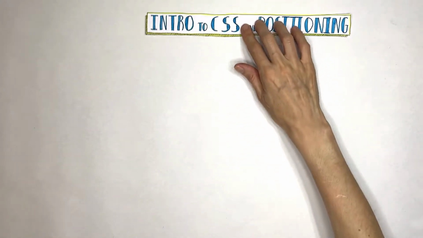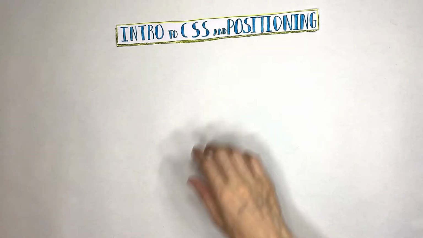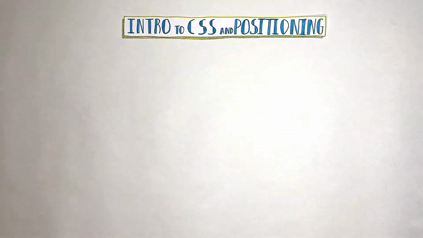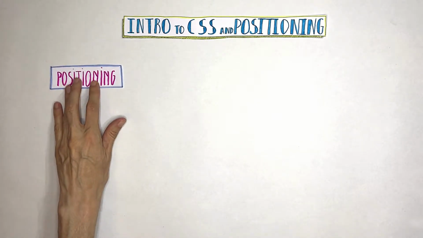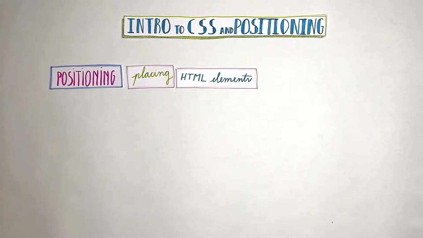In this video, we are going to start working with CSS to do one of the most basic but sometimes tricky aspects of building a website, and this is positioning. Positioning is about placing the HTML elements of our website where we want them to be. Positioning is done with CSS, so let's start with a little introduction to CSS.